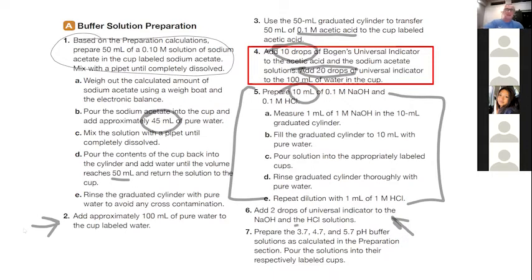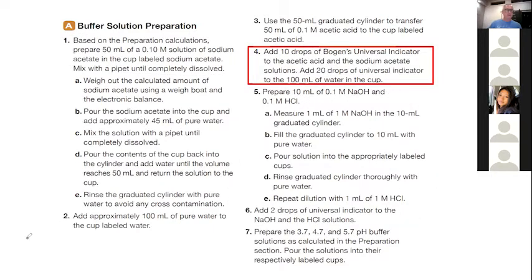And then make 10 mils of the 3.7, 4.7, and 5.7 pH buffer that we just talked about. So we're going to have cups all over the place. So it's going to be really important to label those and keep them straight, because it's going to be a nightmare of organization. So what do we do with all these solutions?